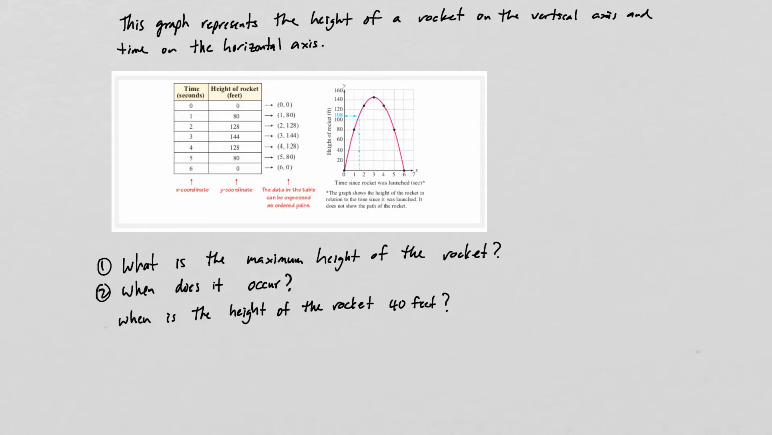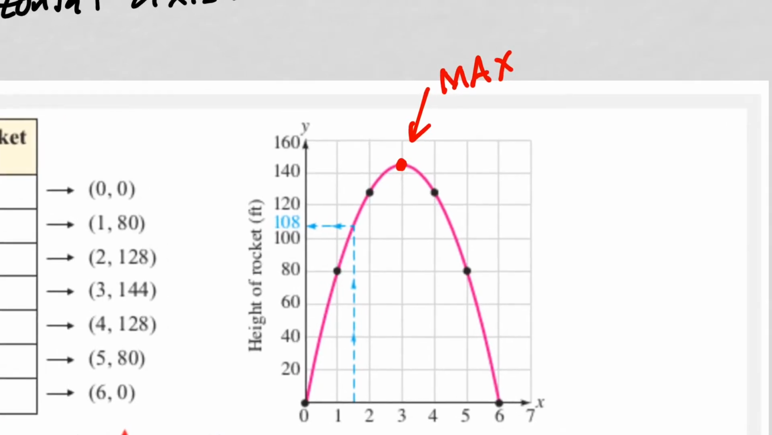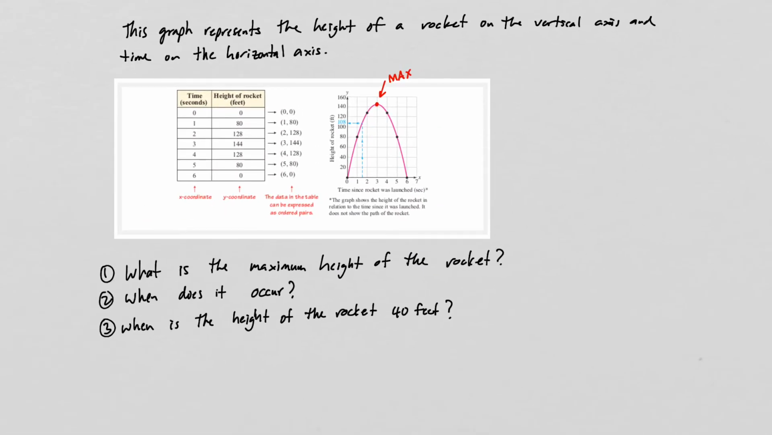What is the maximum height of the rocket? So the maximum height would be the highest point that is attained by the rocket. That is this point right here. Now we want to know, what is that? Now notice when you look at the graph, it's not obvious exactly what that height is. It appears to be a number between 140 and 160. So graphs don't always give you precise answers. Even if we zoom in, it's not a precise answer. So we really need to rely on tables or equations to give us a precise answer.